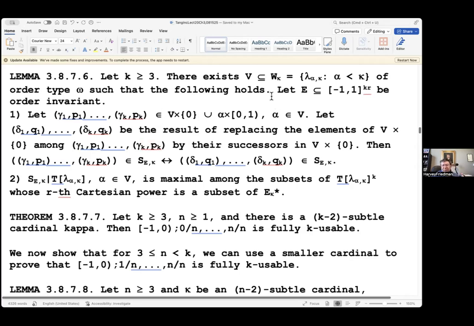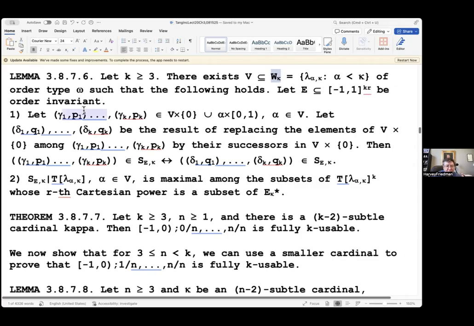Now I don't know if you remember from the last lecture, or even the last couple of lectures, there's this thing called W sub kappa that comes from this elementary substructure tower stuff. That's a particular closed unbounded set, W sub kappa. And we pick a set of type omega such that the following holds.